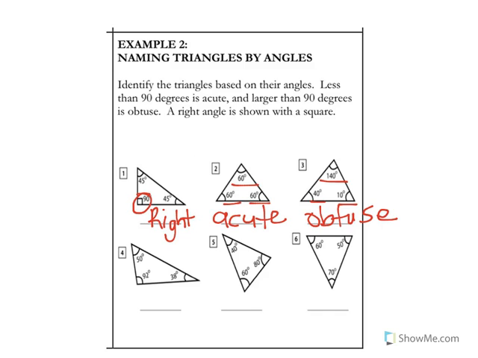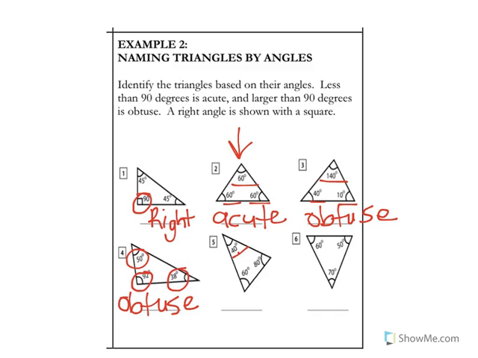Looking at number 4, 38, 50, and 92. This one's a tiny bit tricky because you might not think of 92 as being obtuse, but it is. You also see that 50 and 38 are both acute, but remember, for an acute triangle, all three need to be less than 90 degrees. So this is an obtuse triangle as well.